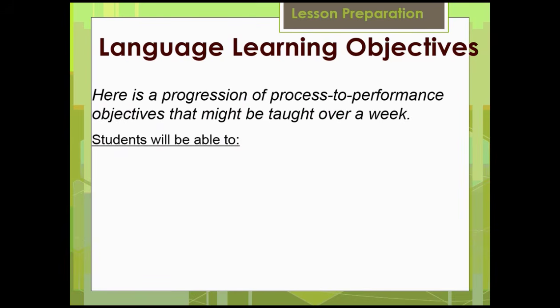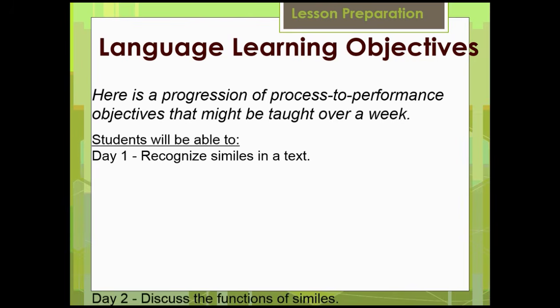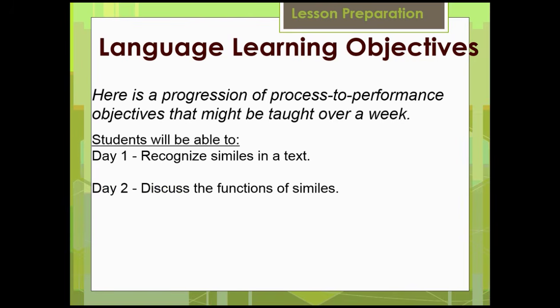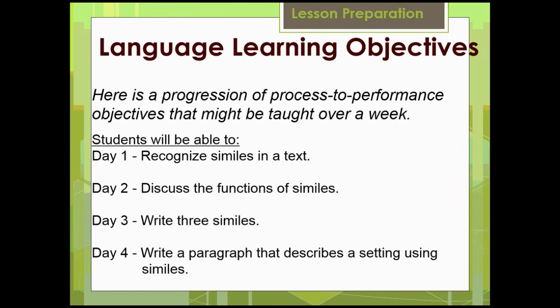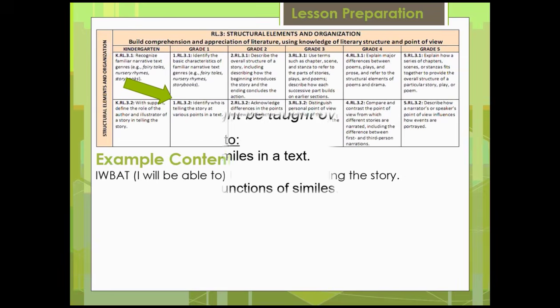Here is a progression of process to performance objectives that might be taught over a week. Day 1, students recognize similes in a text, so they read for similes. Day 2, they discuss the functions of similes, so speaking with a partner. Day 3, they write similes. And Day 4, they write a paragraph that describes the setting using similes.